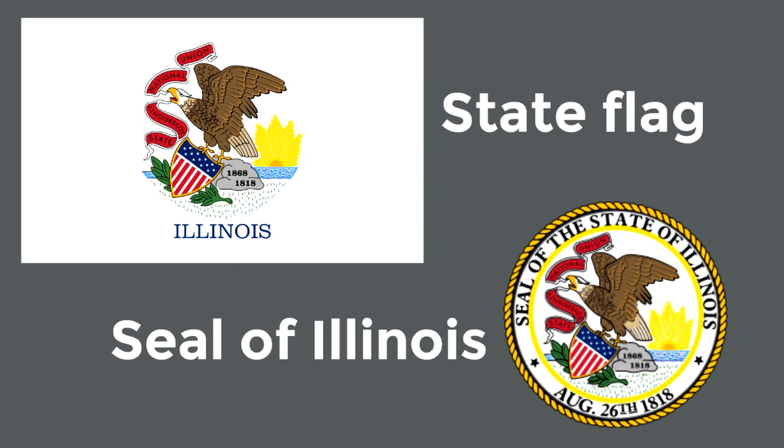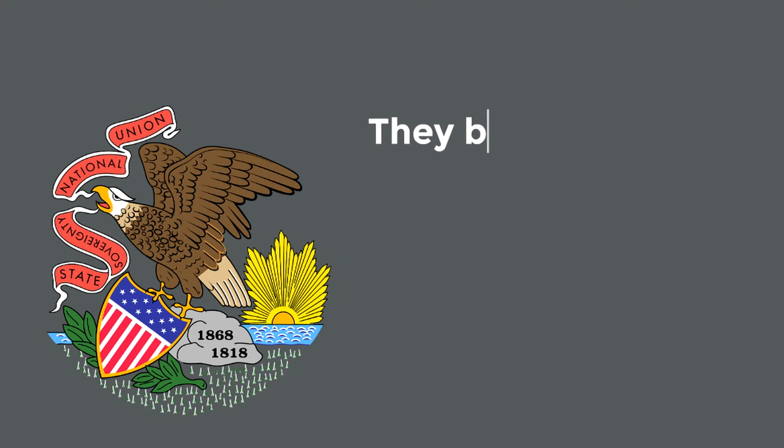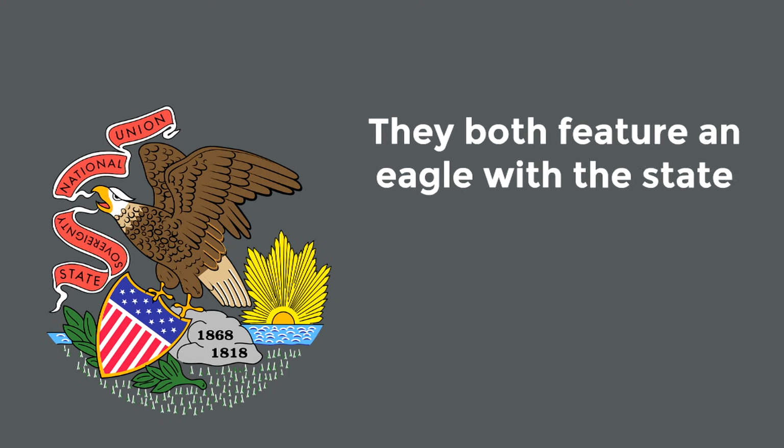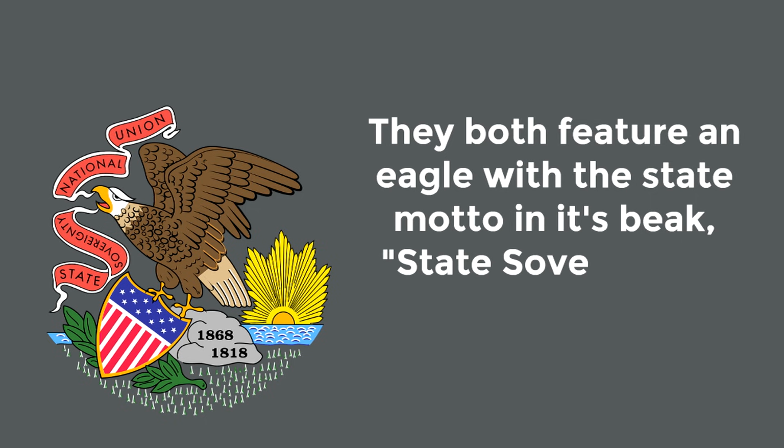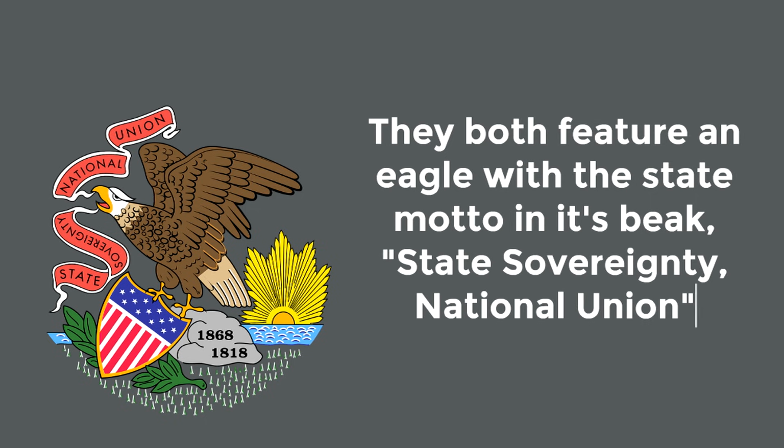Here is the state flag of Illinois. And here is what is called the Seal of Illinois. The two look very similar, don't they? They both feature an eagle with the state motto in its beak, State Sovereignty, National Union. That was their way of saying, we make our own decisions as a state, but we're part of a bigger family, the family of the United States of America.